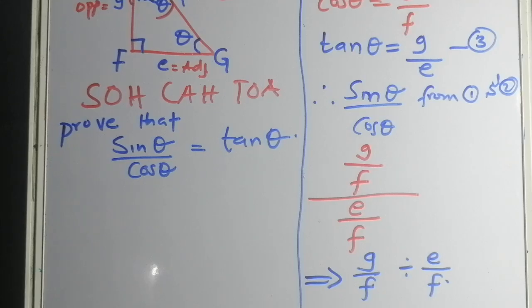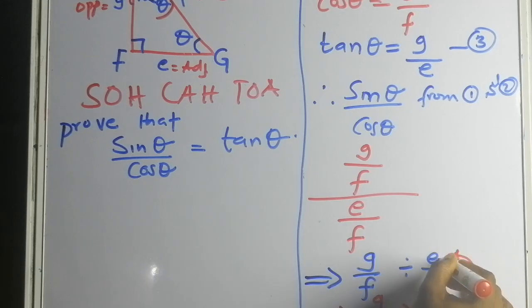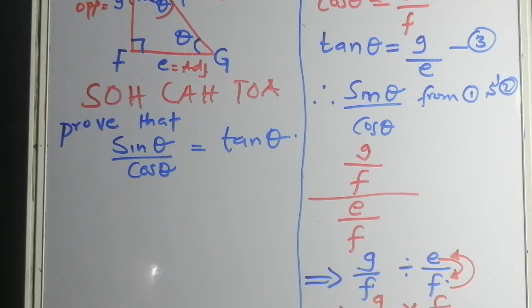And I've told you to change division to multiplication. The numerator of the value on the right hand that owns the sign will become denominator, while the denominator will become numerator. So this implies G over F times F over E. The denominator has become numerator, and the numerator will become denominator, which will give us what we have here.